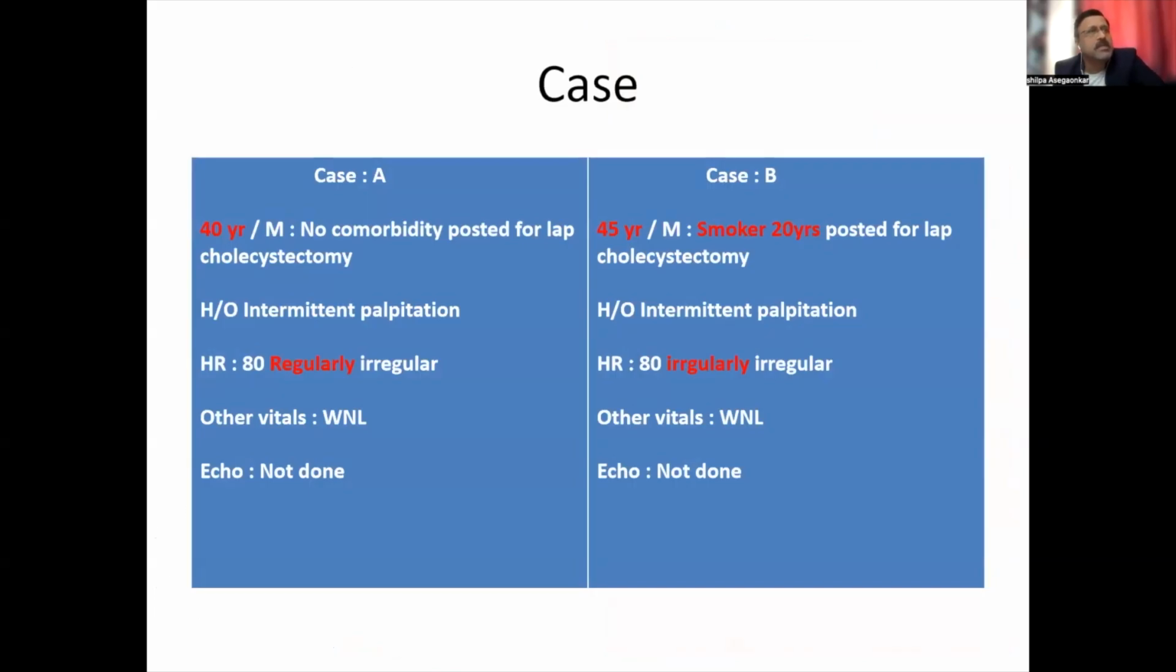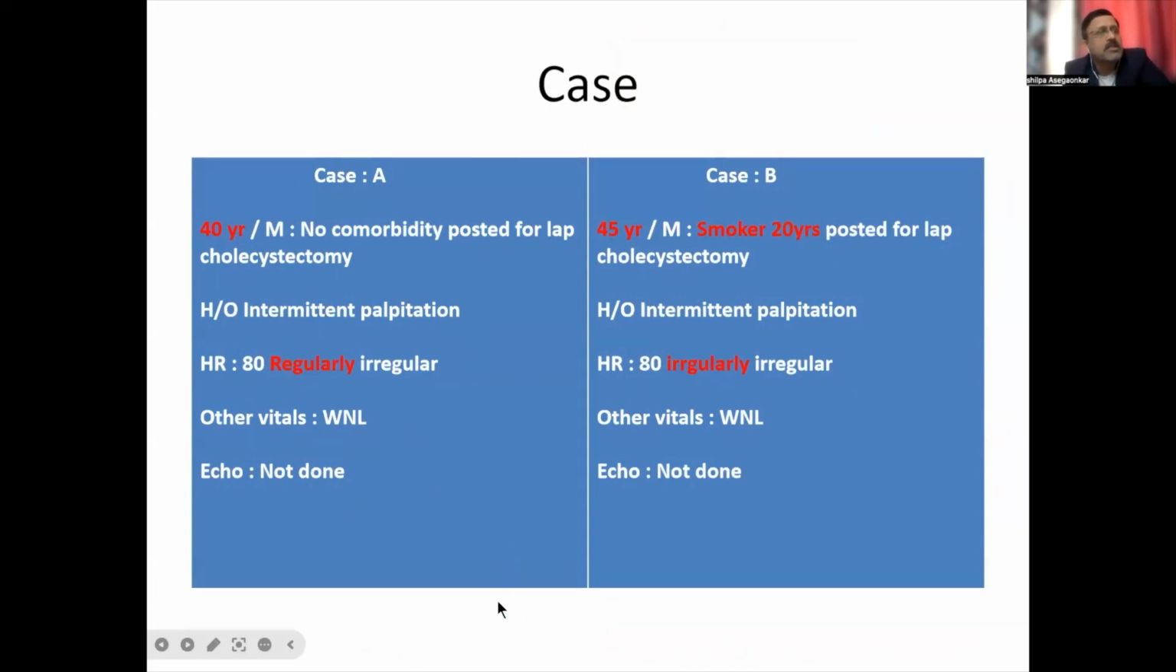Two interesting cases. More or less the patients' profile was the same. One is a 40-year-old male, another is a 45-year-old male, but both are giving a history of intermittent palpitation. The first patient's heartbeat was 80, but regularly irregular. In the second patient the heart rate was 80, but it is irregularly irregular. Other investigations were within normal limits.